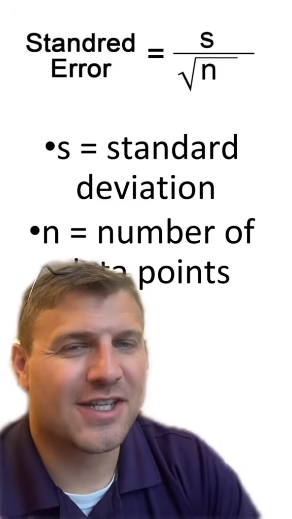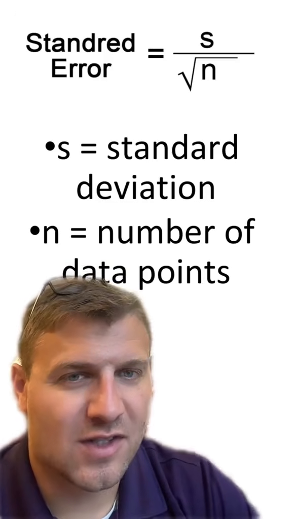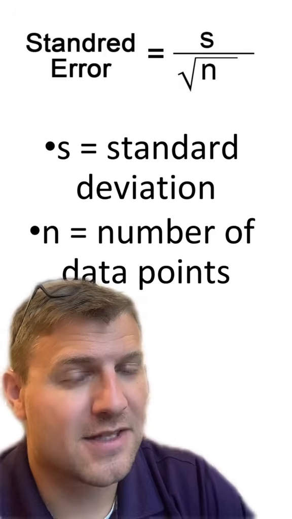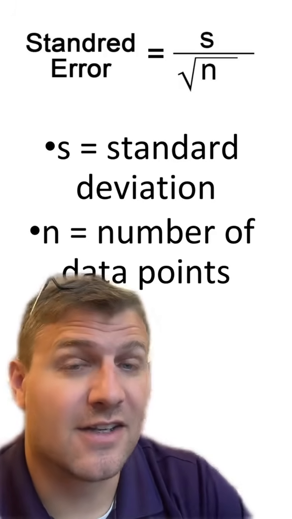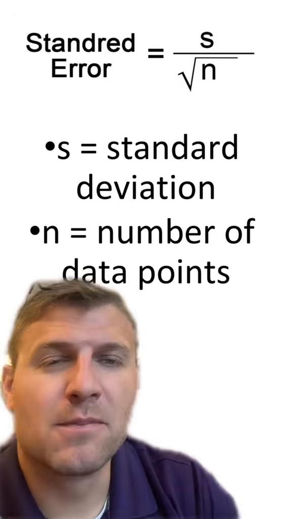Here's the great thing. This is the equation to calculate standard error of the mean. S is going to represent the standard deviation. N represents the number of data points. So all you have to do is take the standard deviation and divide it by the square root of n. Let's go over a practice problem to show you how it's done.